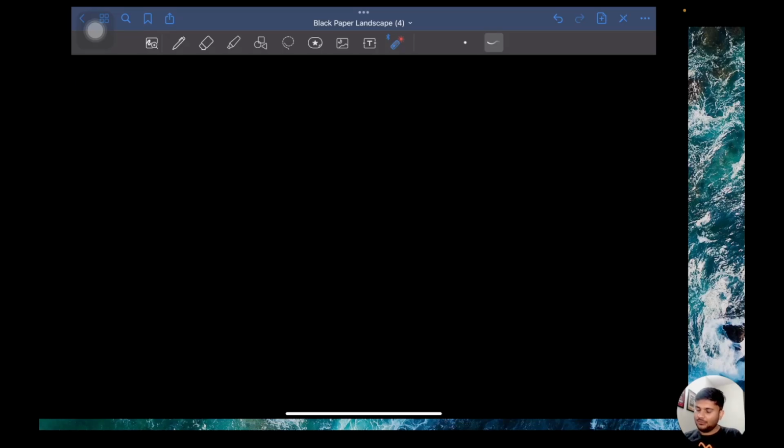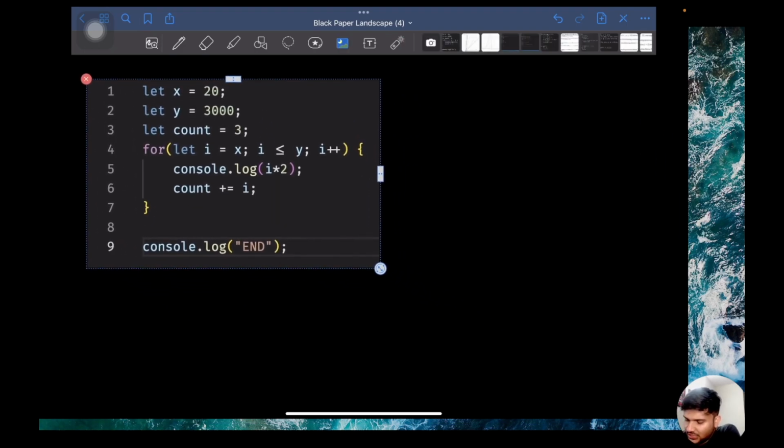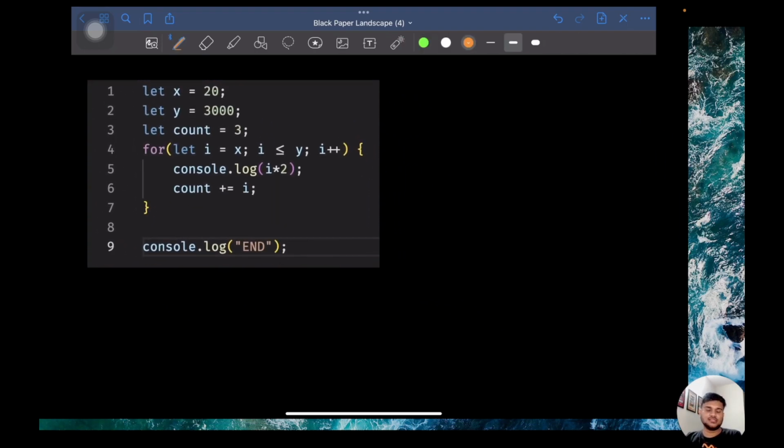So let me take an example in front of you. This example you can prepare in any language, JavaScript, C, C++, whatever you feel like. Let's take a look at this example and see how many instructions are getting executed. In line number 1, we are executing approximately one instruction to initialize X.